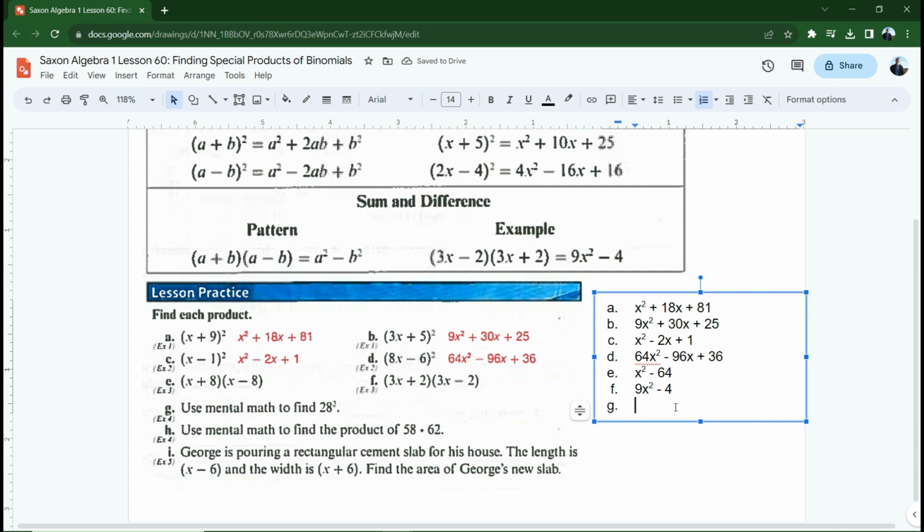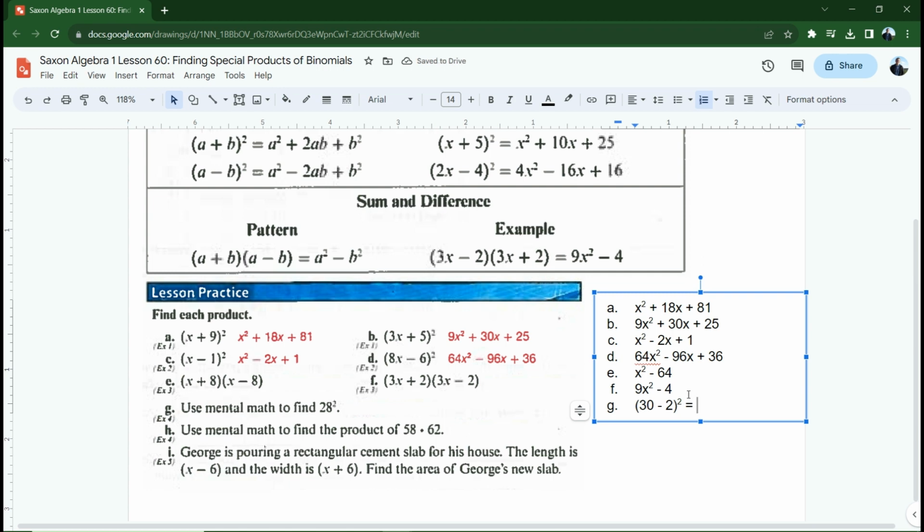This is not an easy question, but it becomes an easy question if we just think about it. Use mental math to find 28 squared. So what I'm going to do is ask myself, what number is closest to 28? 30. 28 is actually 30 minus 2. Would it be possible for us to square 30 minus 2? I wonder if we could do this and not have to use a calculator for this.